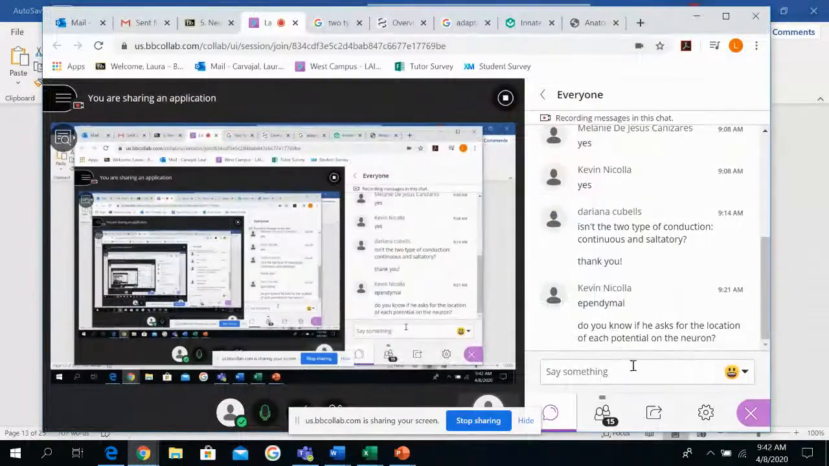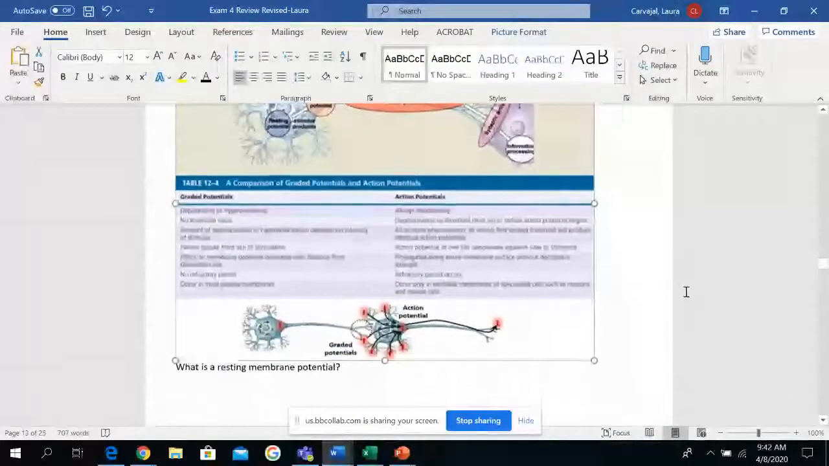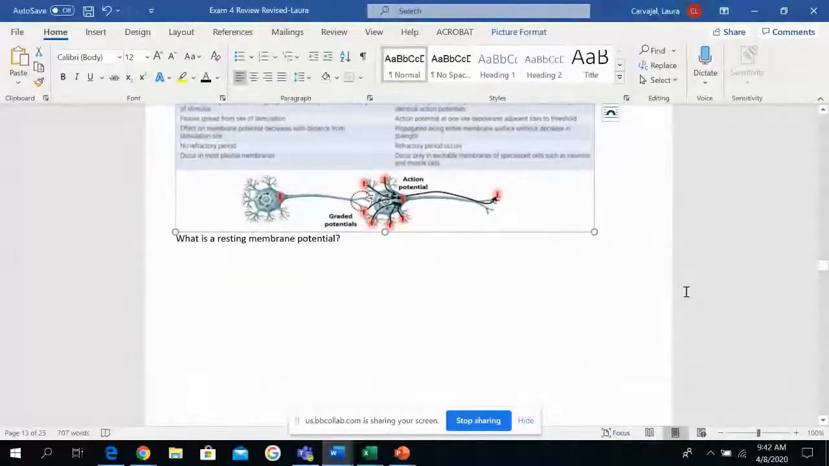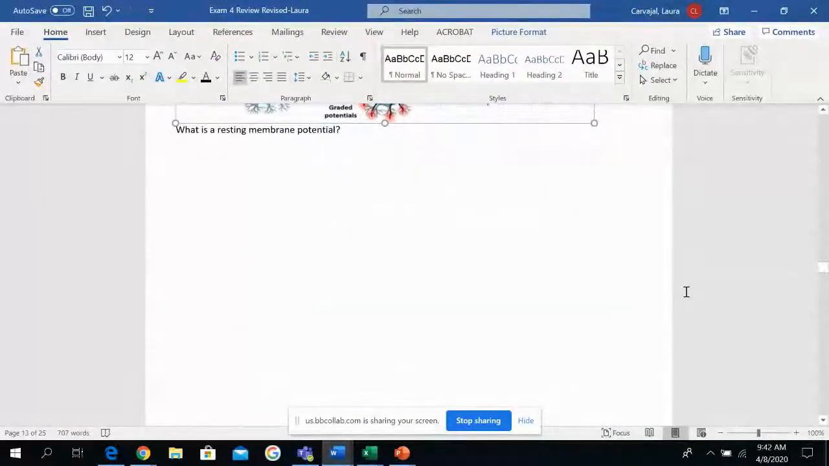Question. Do you know if you asked for the location of each potential on the neuron? I don't think so. But let me ask him that. Location of each potential. It doesn't seem like a big picture question, but it might be one of the details that he's going to be asking you guys. So I will definitely ask him and let you know.